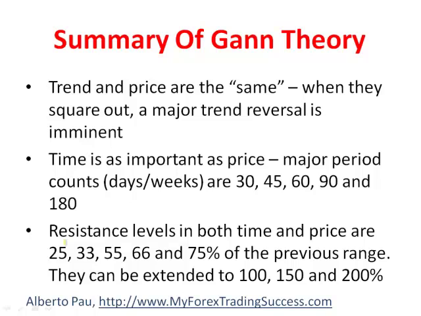So effectively, he's saying, when you're looking to figure out when that actually is going to happen, look at these percentages in time in relation to the previous range. So how long has it taken in the previous range? Well, look at these key numbers. And how far is it going to go? Well, look at these key numbers in relation to what it's done in the previous range. For example, if in the previous range the price dropped from 100 to 80, then you want to look at 25, 33 and so on so forth percent of that range.